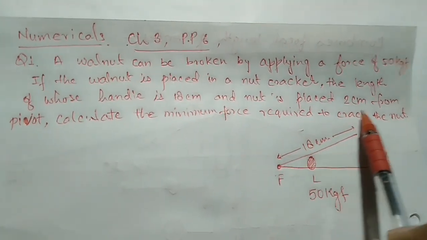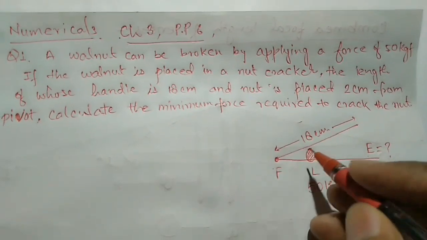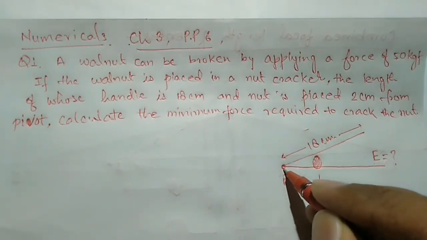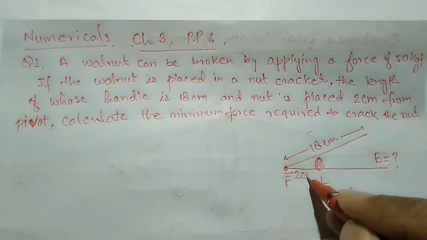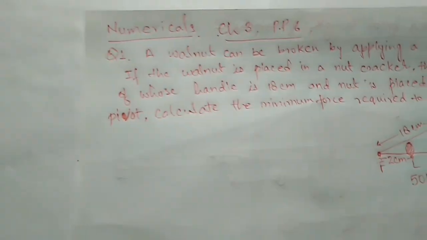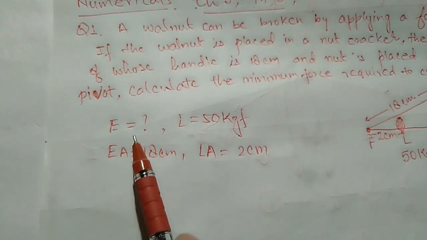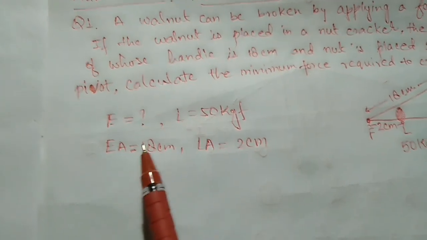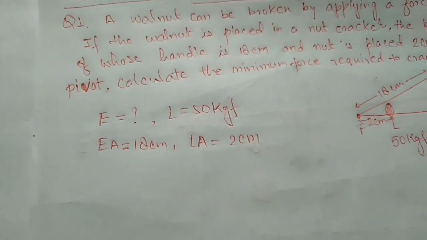And the nut is placed 2 cm from the pivot. Pivot means the fulcrum, the axis of rotation. So from here to here, the 2 cm according to the question means load arm. Let's write the initials. The effort we have to find. Load 50 kg, effort arm 18 centimeter, load arm 2 centimeter.